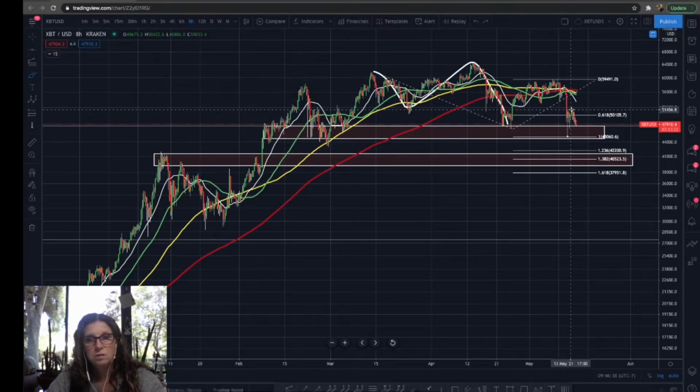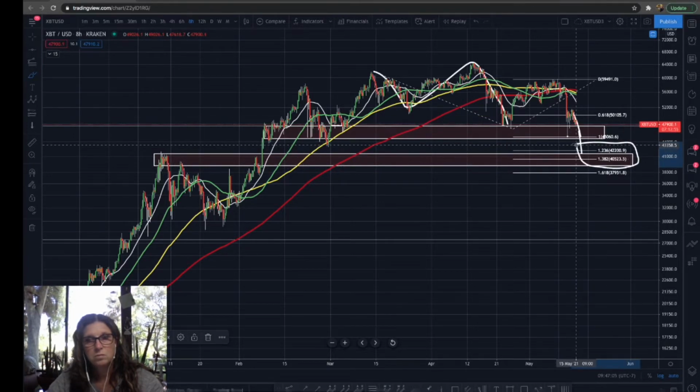We could come down again to this 1-to-1 and double bottom. 100% that can happen. And then we quickly get bought up and we go on our way. If we do not hold this box, next target is the top of this box, which is the 1.236 and the 1.382.